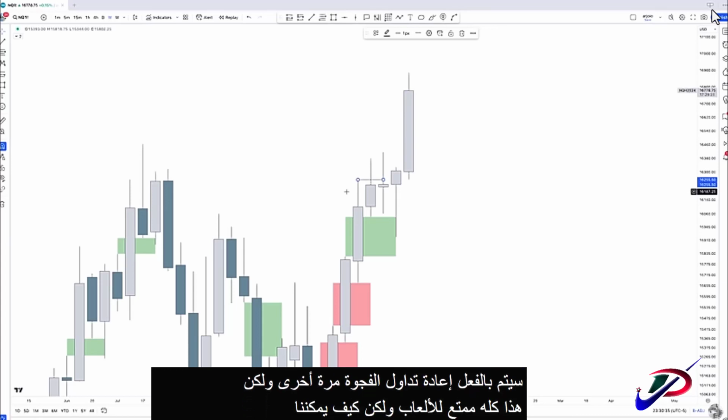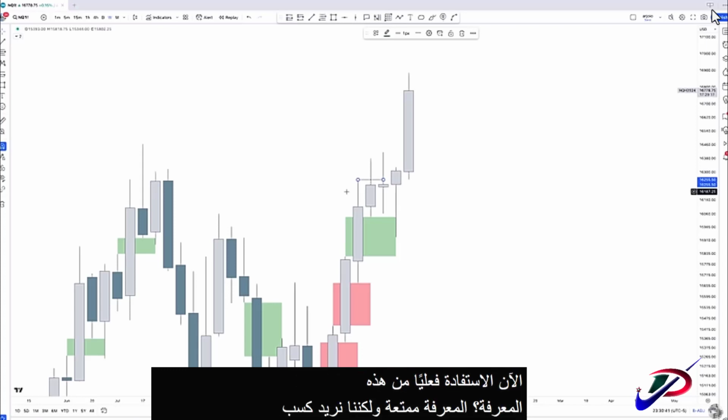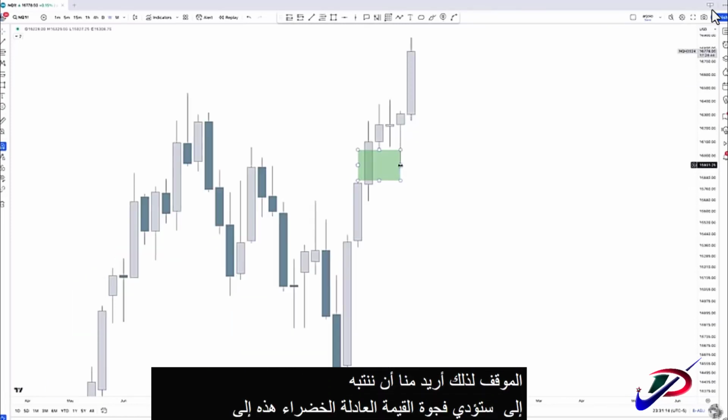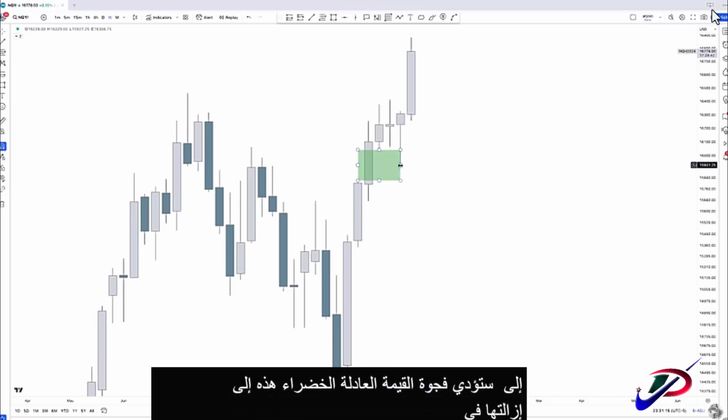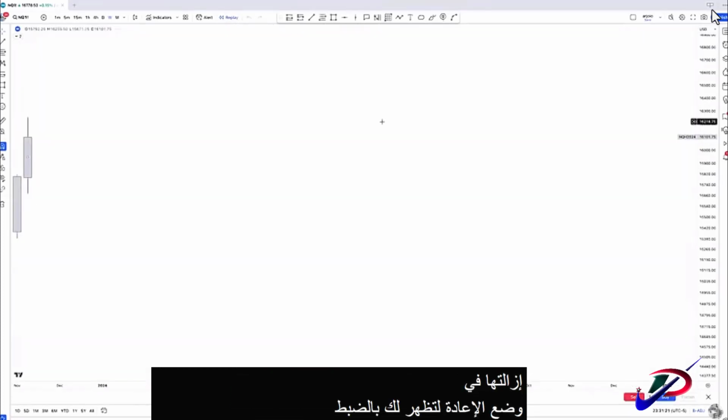But this is all fun and games, but how do we now actually capitalize on this? The knowledge is fun, but we want to make money here. So what do we do in this situation? So I want us to pay attention to this green fair value gap right there. I'm going to remove it, going into the replay mode to show you exactly the thought process.